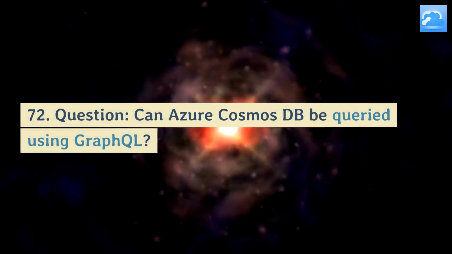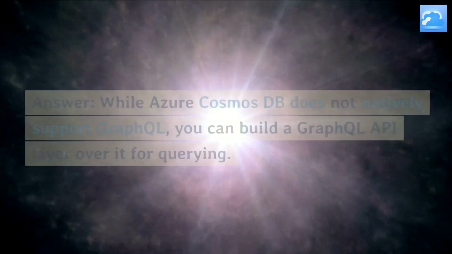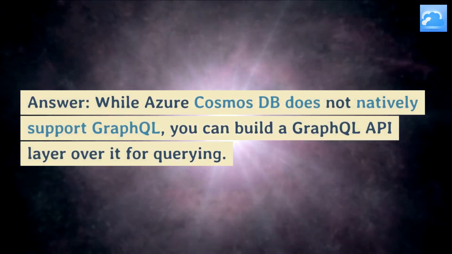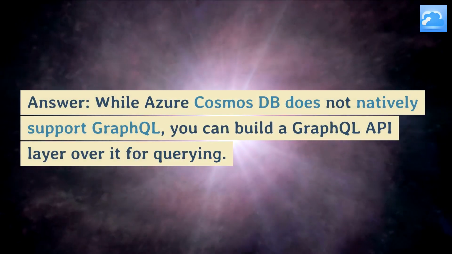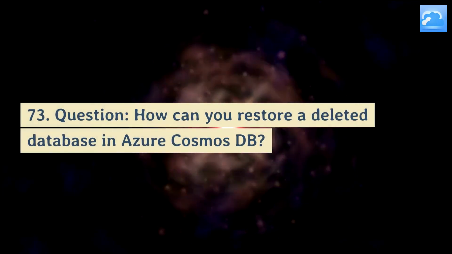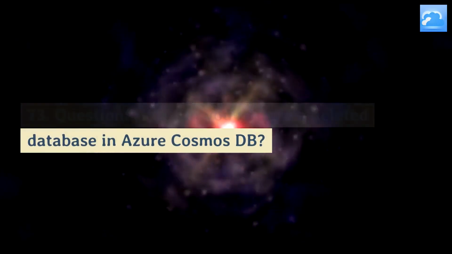72. Question, can Azure Cosmos DB be queried using GraphQL? Answer, while Azure Cosmos DB does not natively support GraphQL, you can build a GraphQL API layer over it for querying.